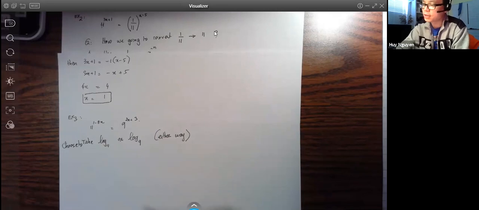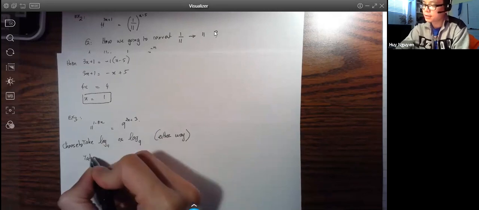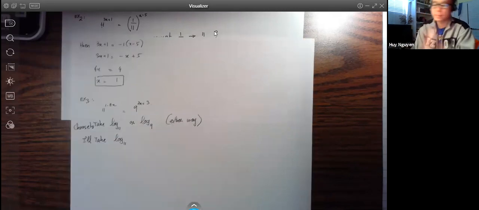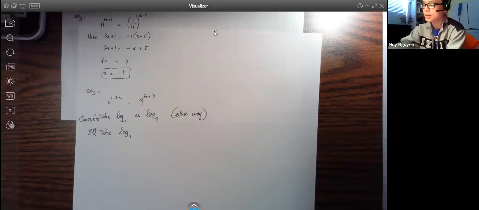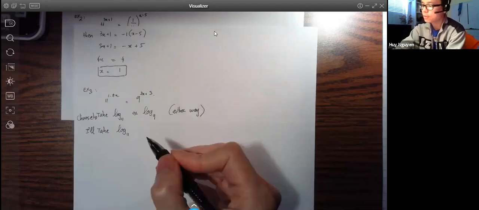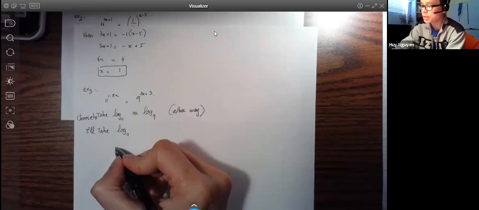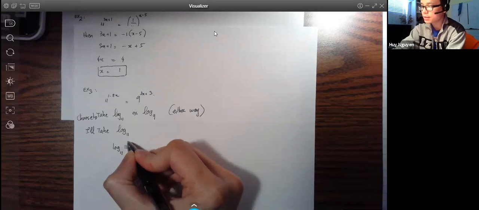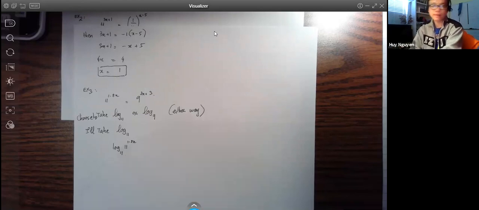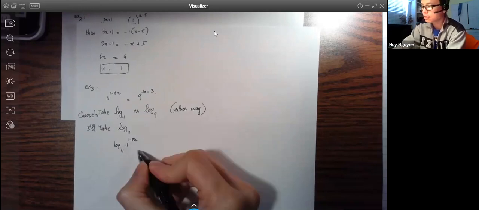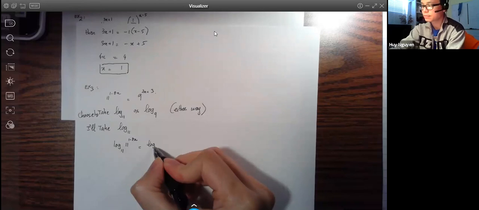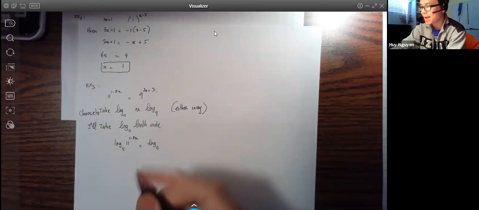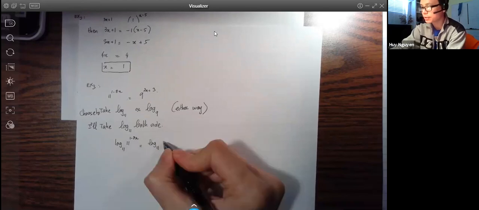So over here, I'll take log base 11 of both sides. My equation becomes log base 11 of 11 raised to the 1 minus 8x equals log base 11 of 9 raised to 2x plus 3.